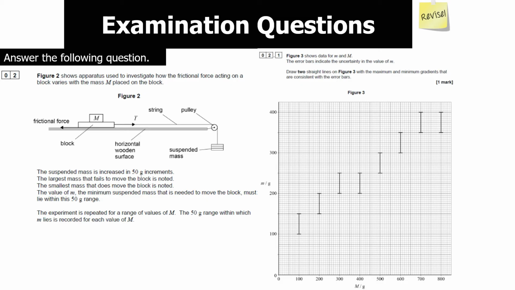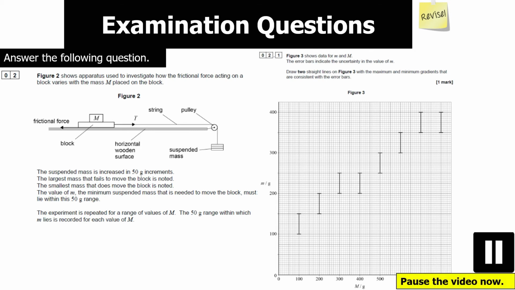So figure 3 shows the data for small m and big M. The error bars indicate the uncertainty in the value of small m. So draw two straight lines on figure 3 with the maximum and minimum gradients that are consistent with the error bars. So pause the video now, then unpause the video when you want to go through your answer.